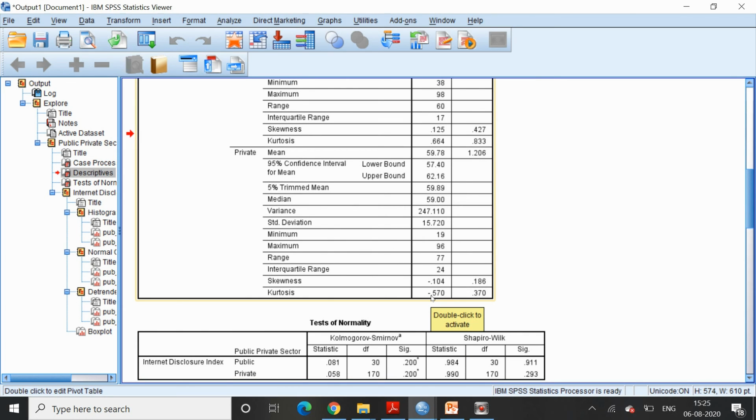Minus 0.104, that is the numerator, divided by the standard error of the skewness value, 0.186. It comes out to be 0.559, which is again less than the 1.96 value of z. So we say that the data is normally distributed based on the skewness of private sector companies.